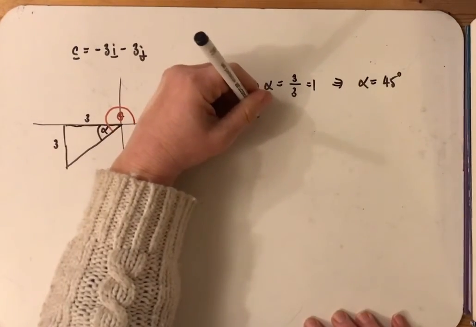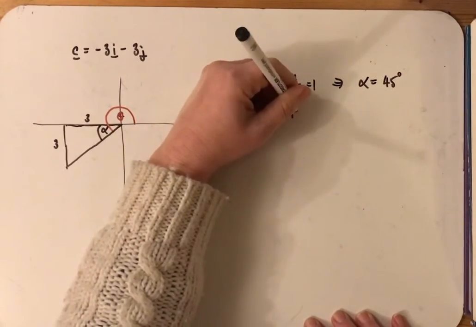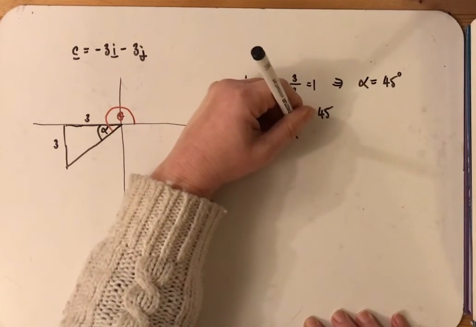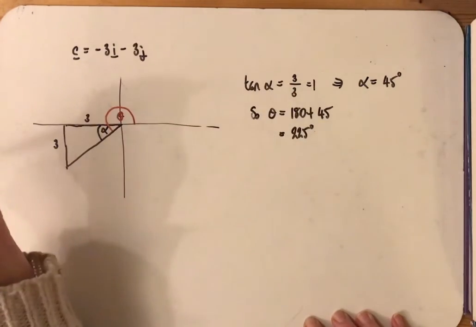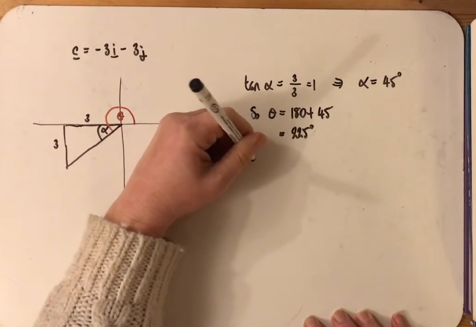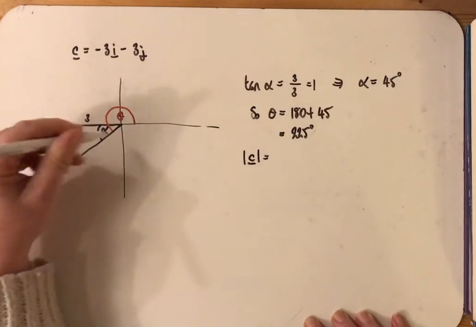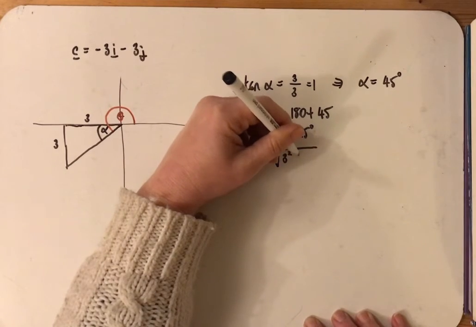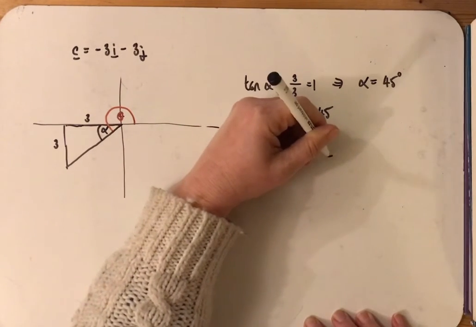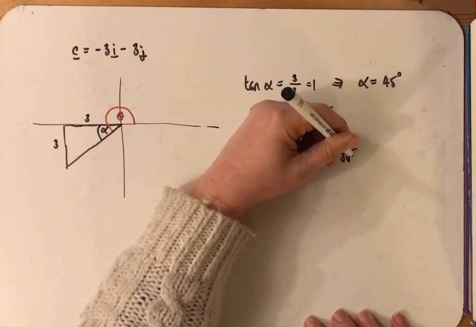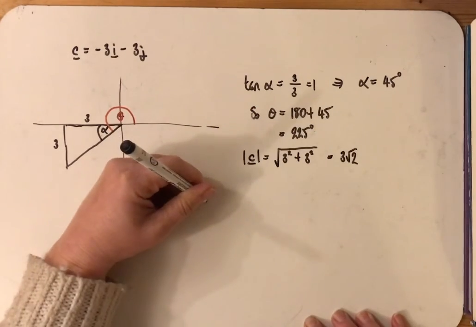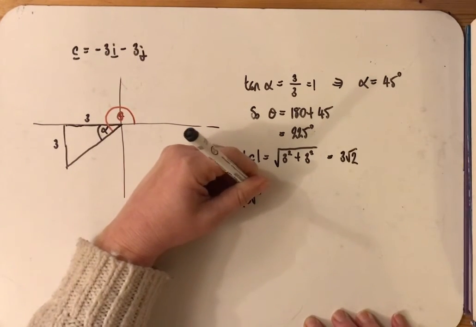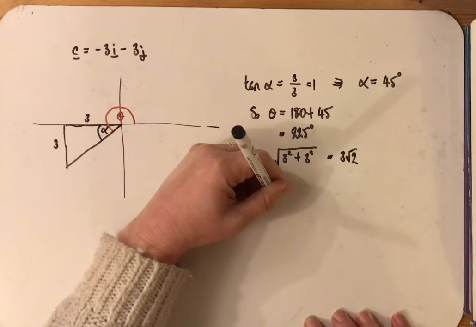And so theta is equal to 180 plus 45, which is 225 degrees. And then the magnitude of the vector using Pythagoras is square root of 18, which is 3 root 2. And so C is 3 root 2, 225 degrees.